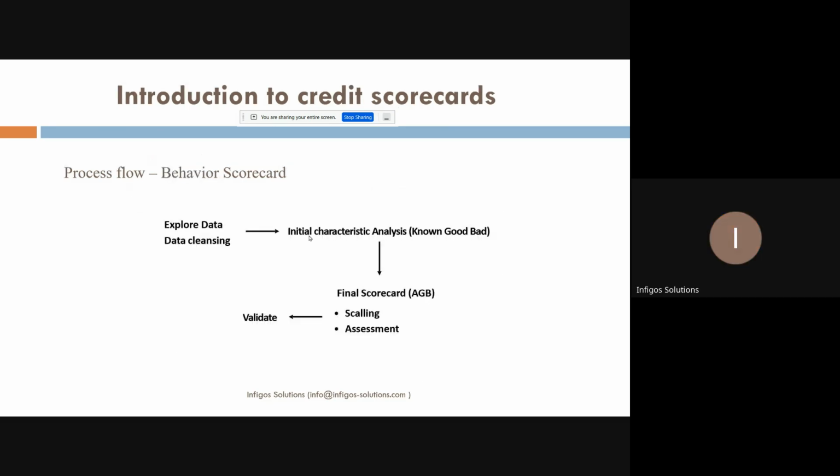On the behavior scorecard side, you make a scorecard with the known good, bad, and you don't do any reject inference. You build a scorecard, you do the scaling, you do the assessment. One of the questions which Artha asked me was, why do we decide the PDO 220 for building the scorecard?